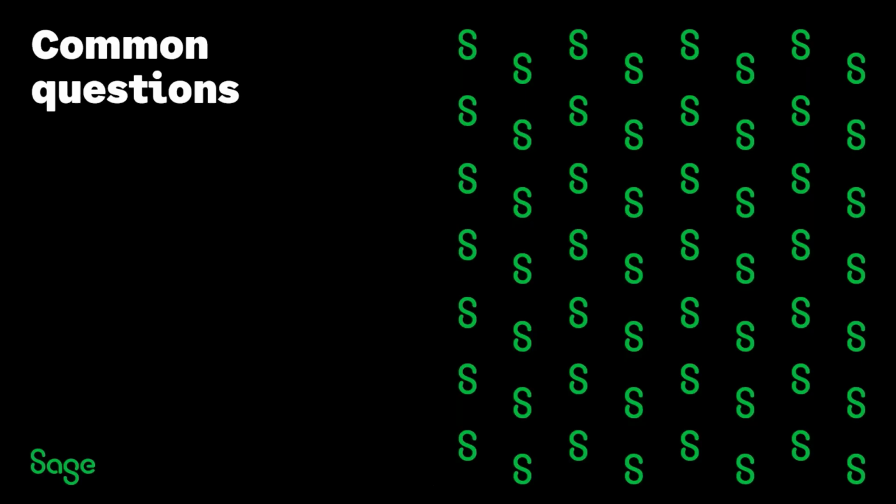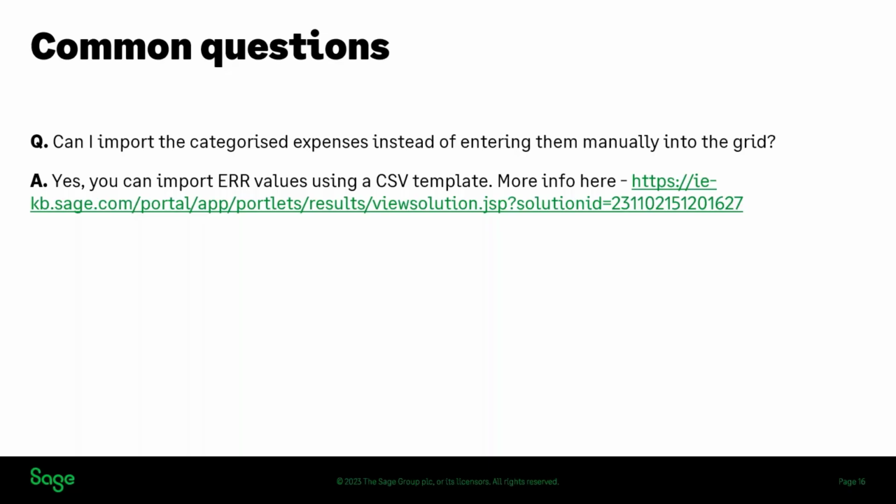So we're going to finish the demo by highlighting a couple of common questions that we've received so far on enhanced reporting requirements. And the first one might be relevant to you if you have a lot of employees with expenses or benefits, or perhaps you run a payroll bureau and you've got lots of clients that might be dealing with this. And the question is, can I import the categorized expenses instead of having to manually enter them into that grid? And the answer is yes, you can. You can import ERR values using a CSV template. There is more information on the link here.